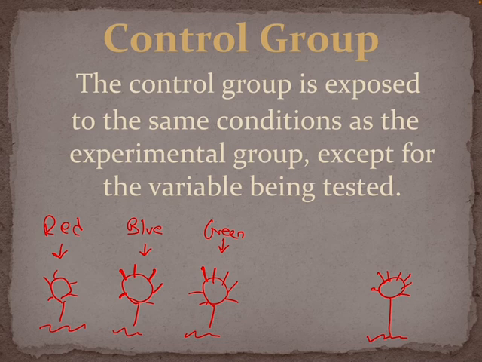Notice how I didn't put a color up there, because we are testing color. That is our experiment, to see if color affects plant growth. But since this is our control, right? This is our control. There is no color placed above it, because we want to compare the colored groups over here to the one that isn't getting any colored light. That's our control group. Okay?